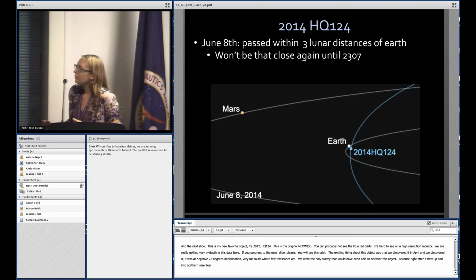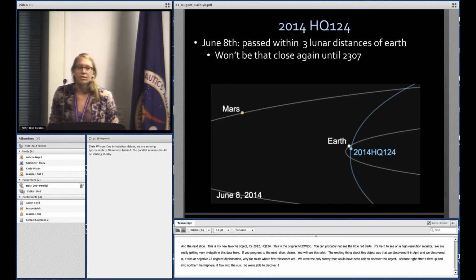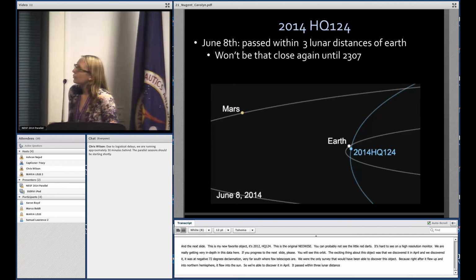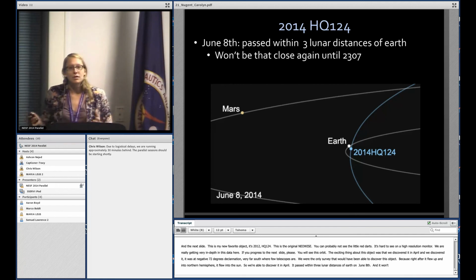So we were able to find it in April, and then calculations, including those by John Giorgini, showed that it would pass within 3 lunar distances of Earth on June 8th. So an extremely close approach. And it's not going to be that close again until 2307. So that was great because we were able to alert the community and the radar team.